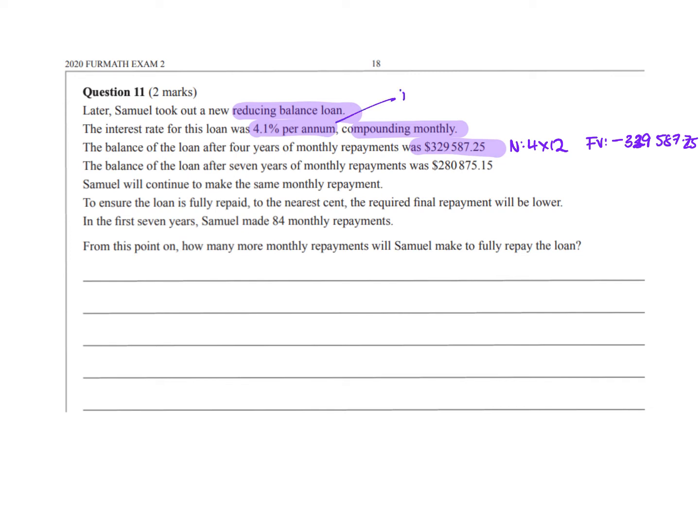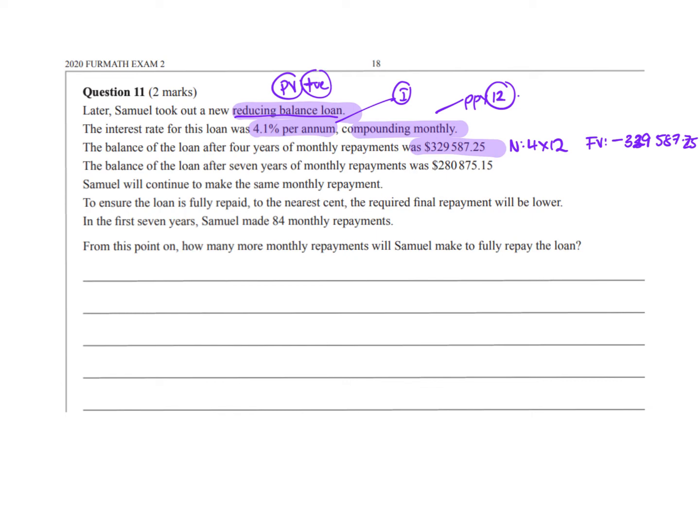And we do have a couple of things. We have the I, and we've got PPY is 12. And it would have been a reducing balance loan. So maybe just write PV is positive. When we've got a loan, you get the money to buy the house or whatever. Okay, then it has the next one.